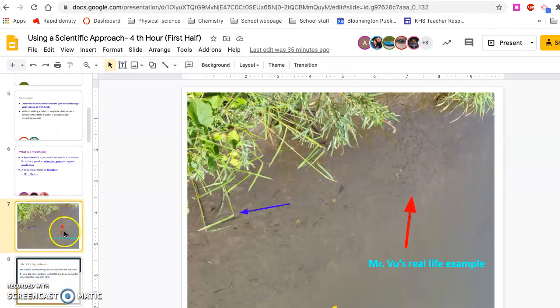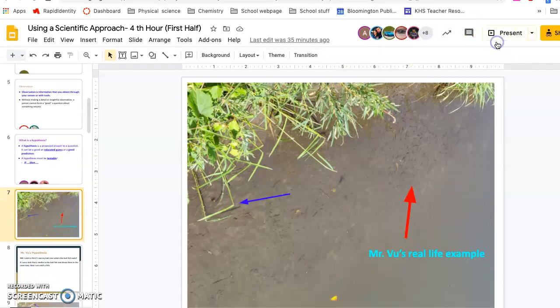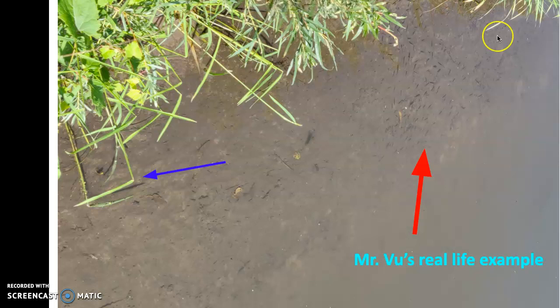Now, I'm going to ask you guys to participate. Please look at this picture as detailed as you can and write down for me two or three facts that someone who is going fishing is going to notice from this picture.